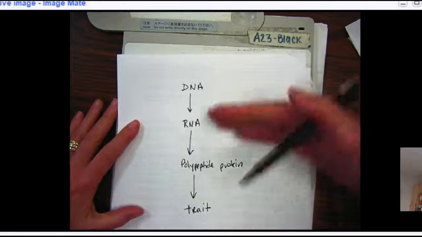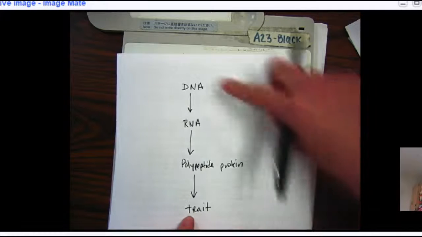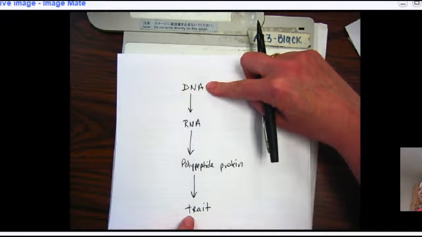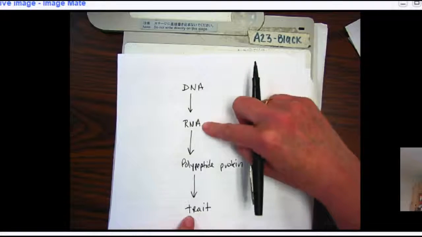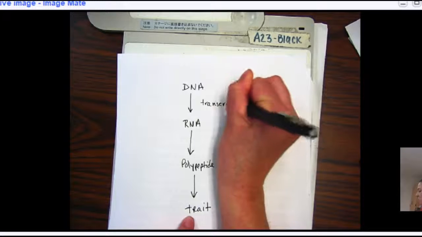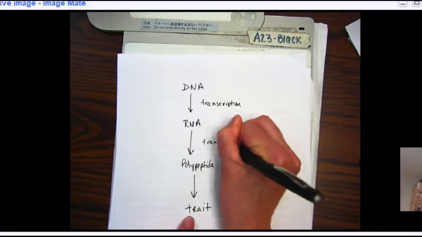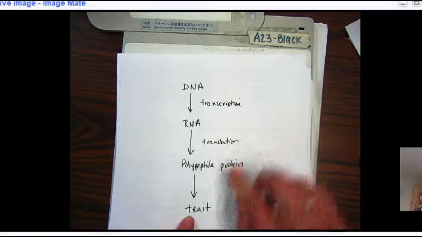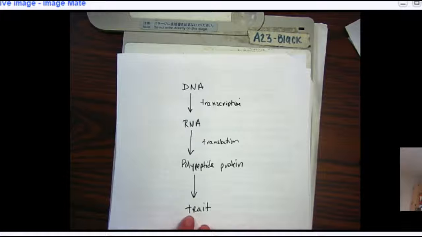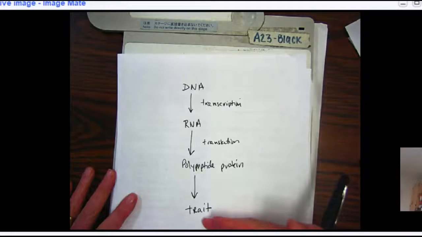Why do I have brown eyes? I have a genotype that goes through transcription to make messenger RNA. And then we go through translation to make the protein that gives me the pigment molecule that's in my eye and you see brown. So linking DNA to a genetic trait is something we need to know how to do.